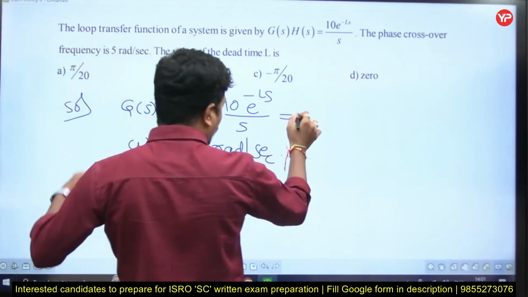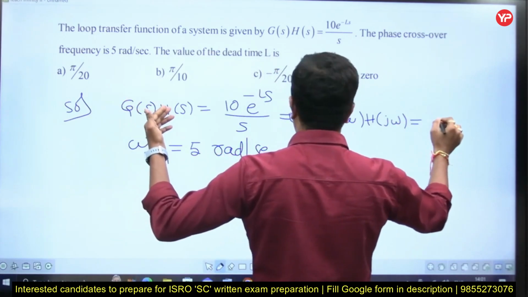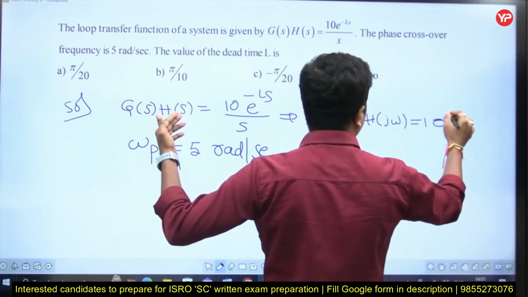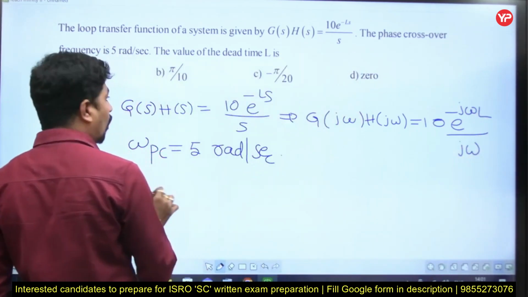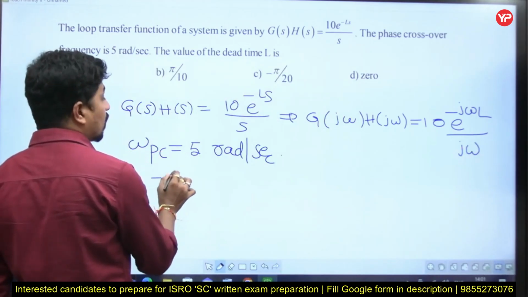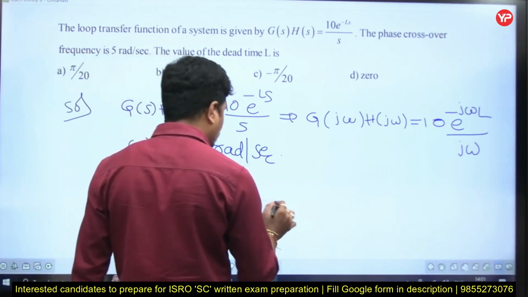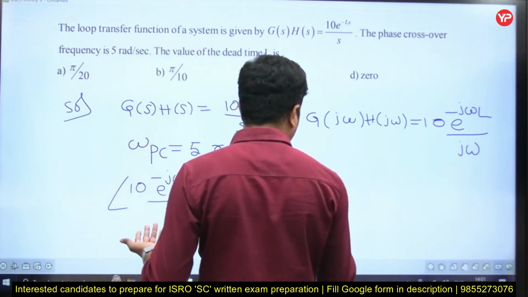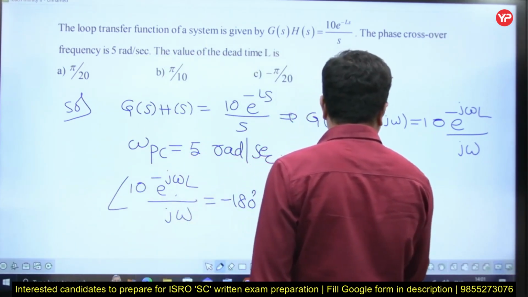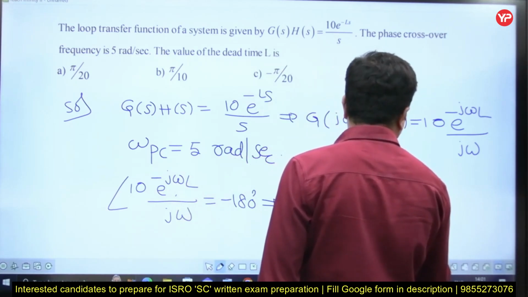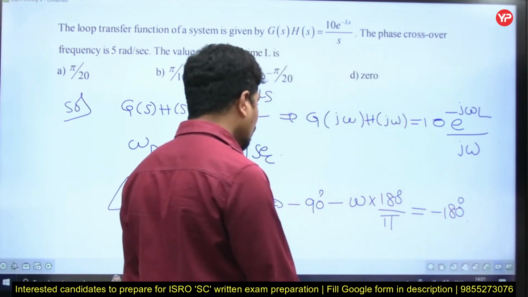Now in the entire frequency response analysis, we have to replace s with j omega: 10 into e power minus j omega L by j omega. Now the angle of this is equal to minus 180, that implies minus 90 degrees minus omega L into 180 by pi is equal to minus 180, right?